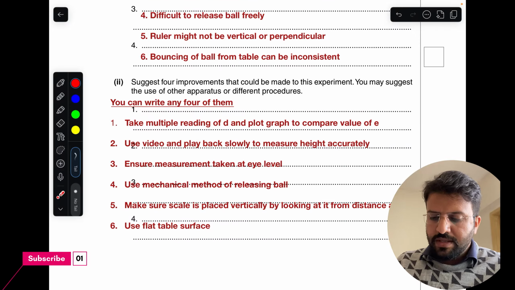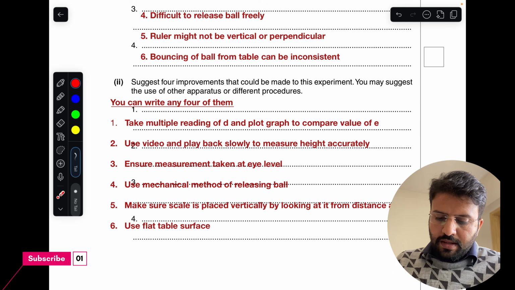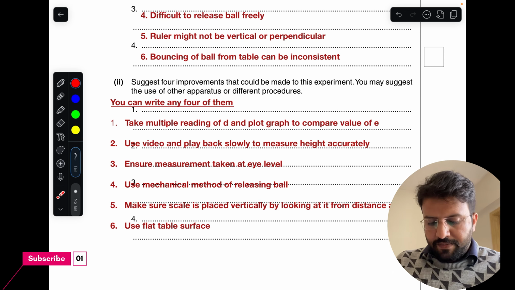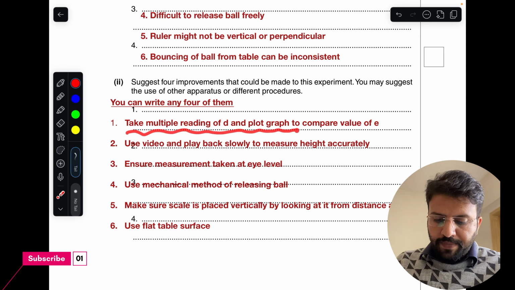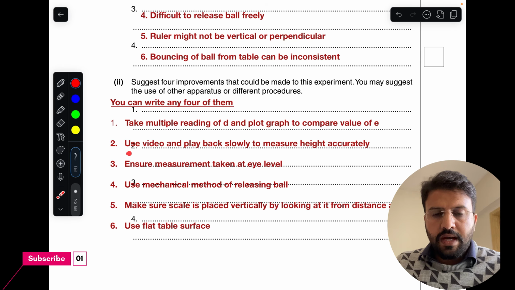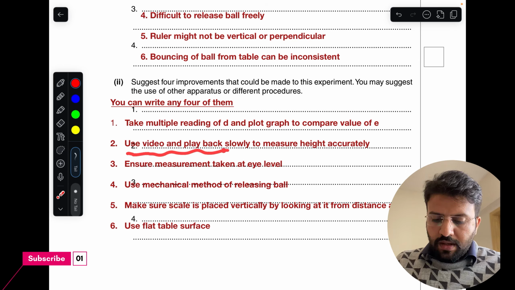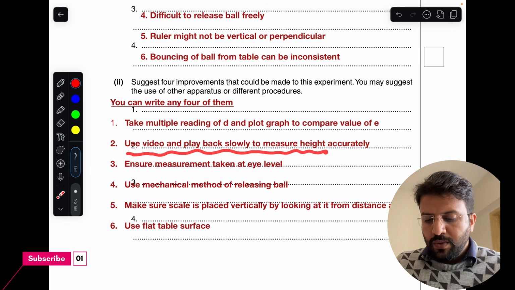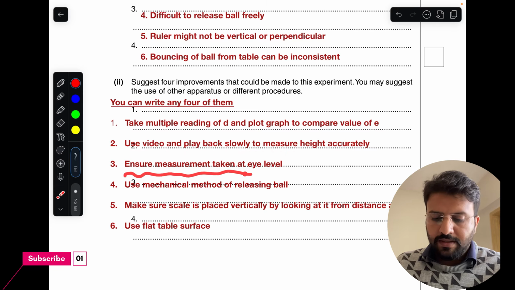Okay, then you have to suggest the improvements. So you have to suggest four improvements. I have written 6 there. You can choose any 4 of them. So we can increase the number of readings. We can take multiple readings of E and plot the graph to compare. Okay, so we can use video and play it back slowly to accurately measure the height.